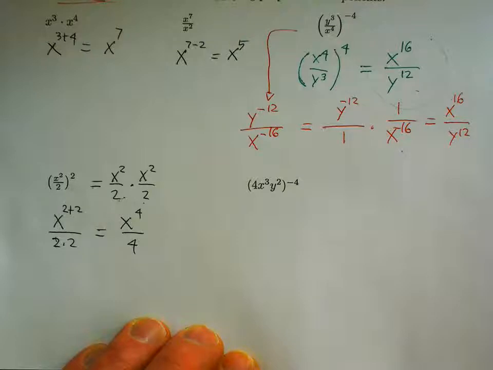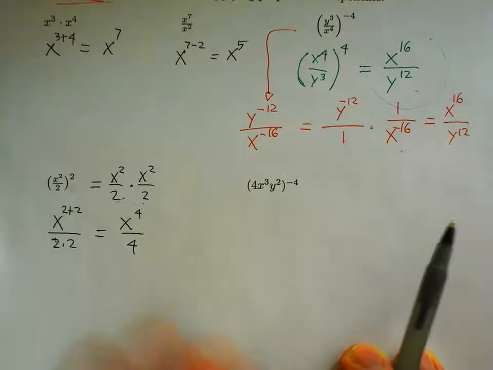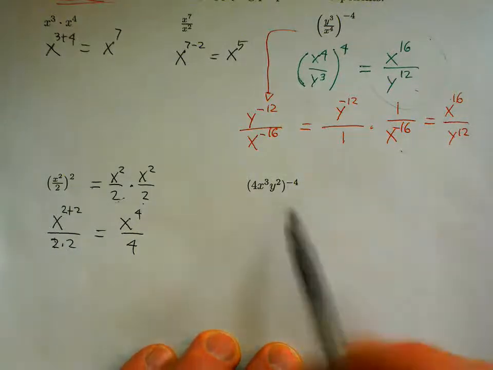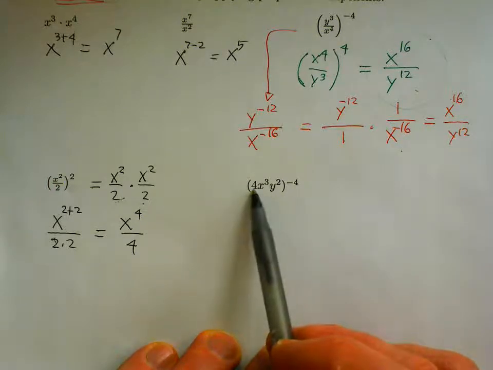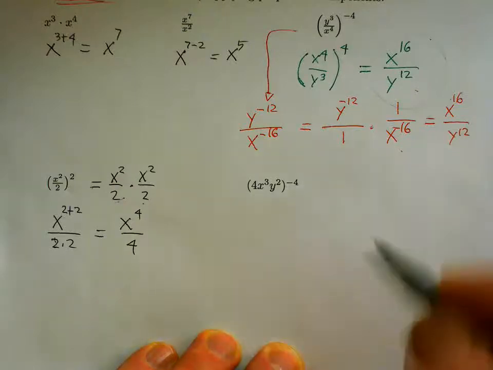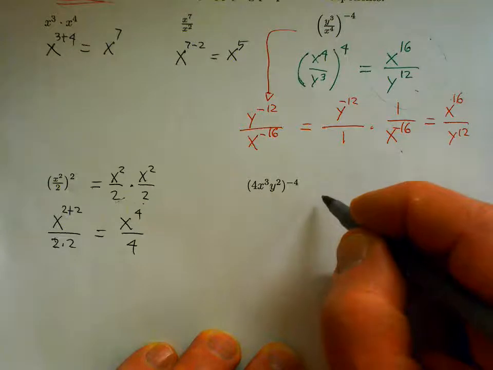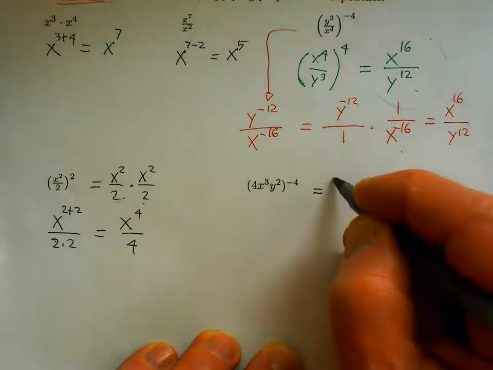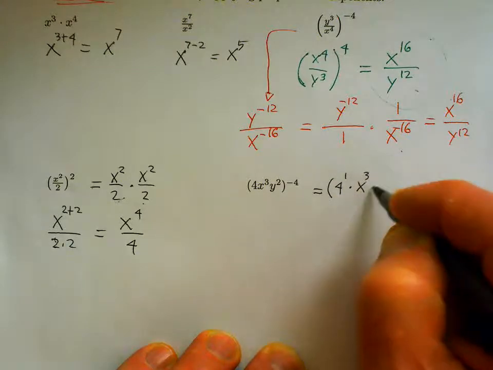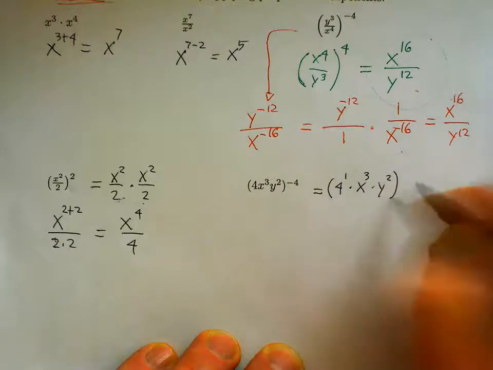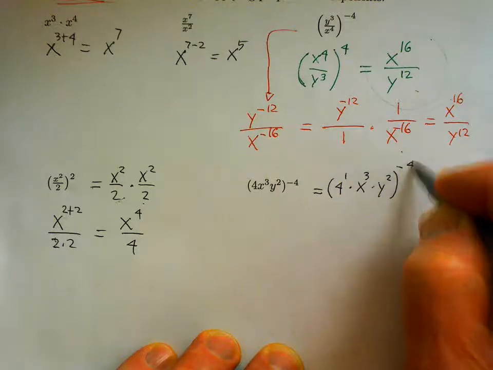All done? Well, there's a couple of things we can do. Since we have a number that's a factor, 4 is a factor, you can think of 4 as 4 to the first. So I'll rewrite this as 4 to the first times x to the third times y to the second raised to the outer exponent -4.